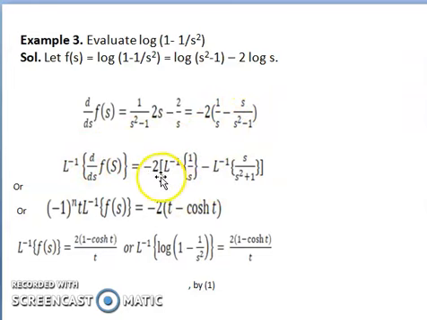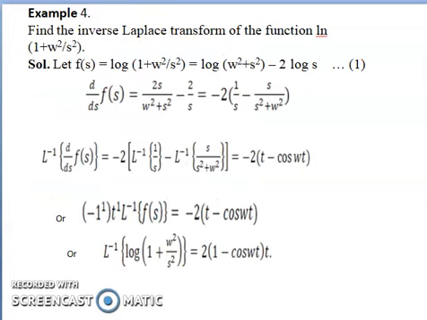we get minus 2 L inverse of 1 by s minus L inverse of s divided by s square plus 1. So this is the value of 1, and this is the value of cos hyperbolic t. So finally we get the value, because t should be transferred to the right hand side, so it becomes 2 of 1 minus cos hyperbolic t divided by t by using 1. So this is another example related to the derivatives of inverse Laplace transform.